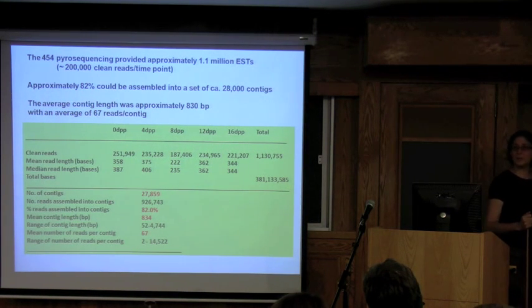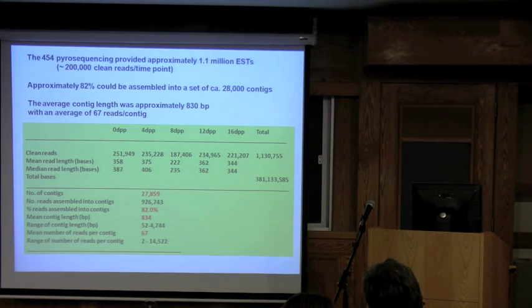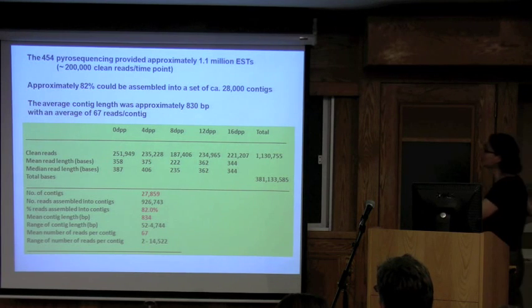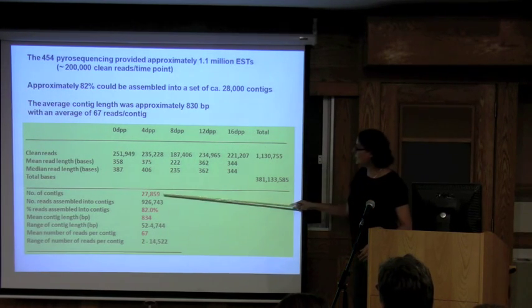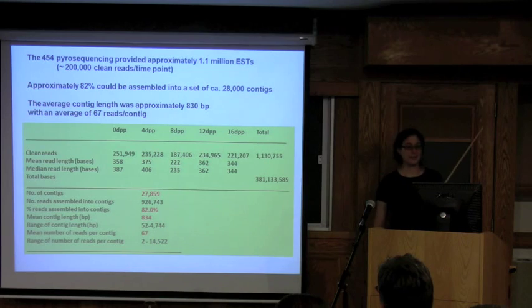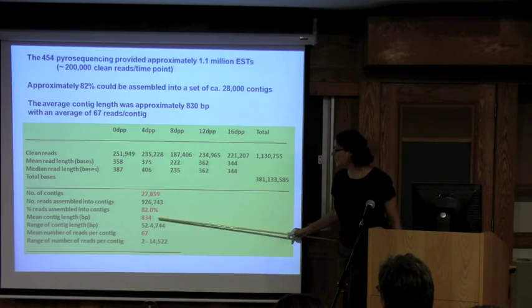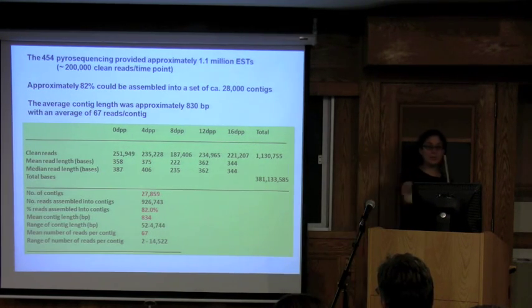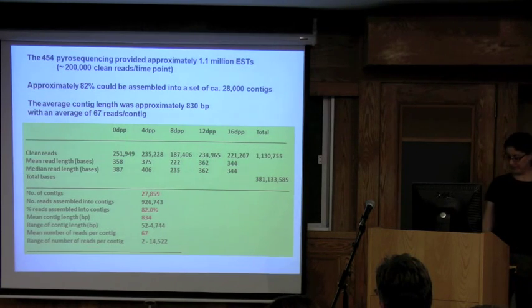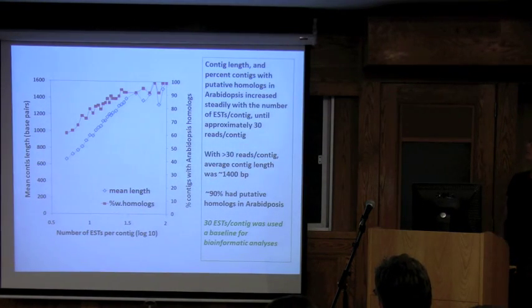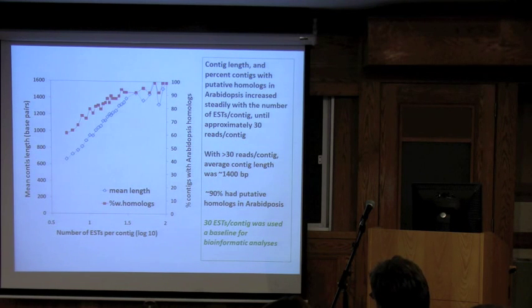454 pyrosequencing provided approximately 1.1 million ESTs, or approximately 200,000 clean reads per time point. And approximately 82% of those could be assembled into a set of about 28,000 contigs. The mean contig length was 834, and the mean number of reads per contig was 67. Now, one of the first things we wanted to do was look at the relationship between the number of reads and our ability to assemble contigs.